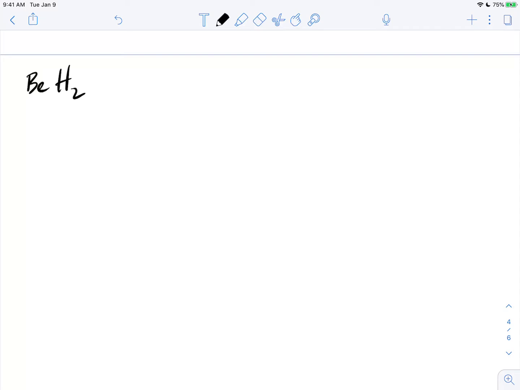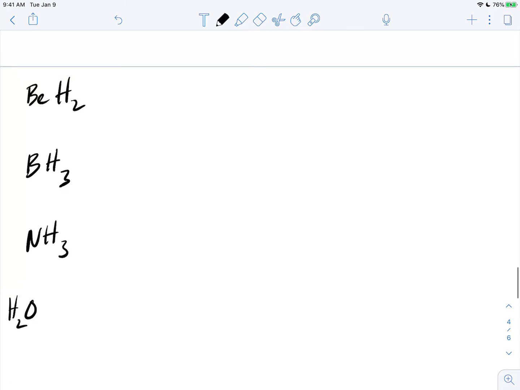So let's do BeH2. We'll do some of the exceptions. We'll do BH3, we'll do NH3, and we'll do H2O. We'll just do these. So what we're going to do is start off by doing the dot structure, and then we'll have more formalized rules for how to deal with molecules and Lewis structures that are a little bit more complicated.